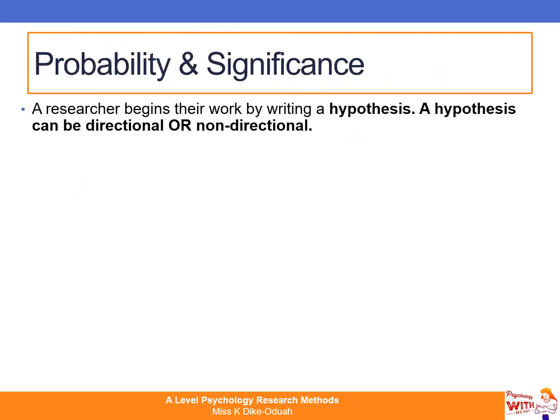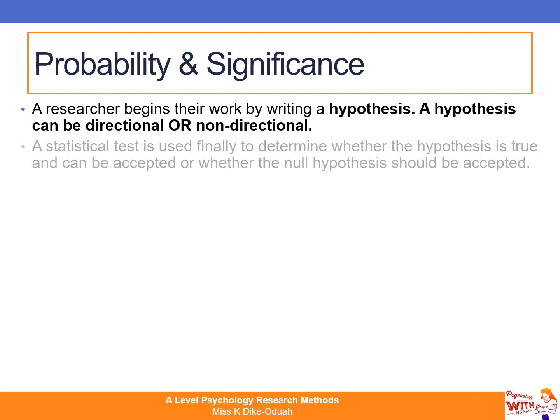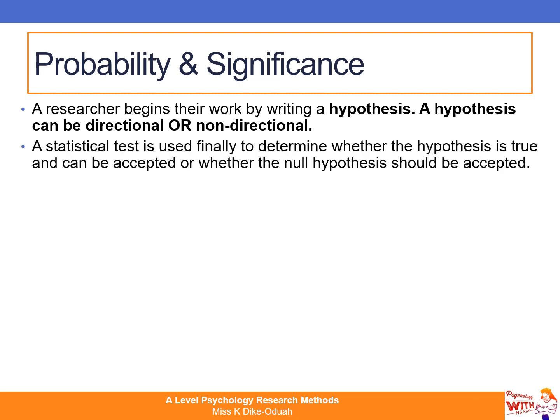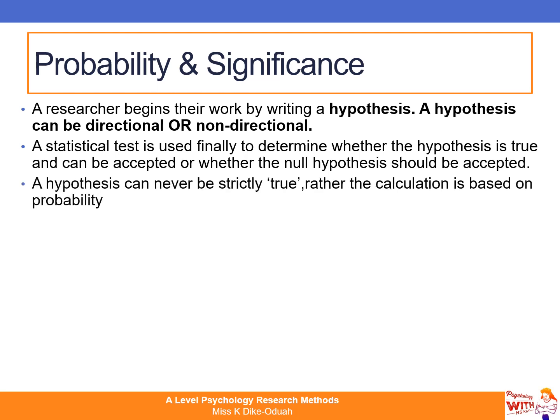So a researcher begins their work by writing a hypothesis. Remember that a hypothesis is a statement that predicts the outcome of a study. Your hypothesis can be directional or non-directional, and I know that you guys know the difference between those two things, so I'm not going to tell you now. A statistical test is used finally to determine whether the hypothesis is true and can be accepted, or whether the null hypothesis should be accepted.